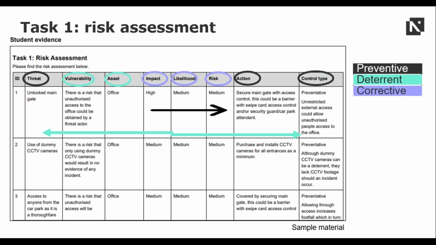Deterrent controls discourage individuals from taking actions that could cause harm. So examples could include security cameras, alarms, and disciplinary policies.